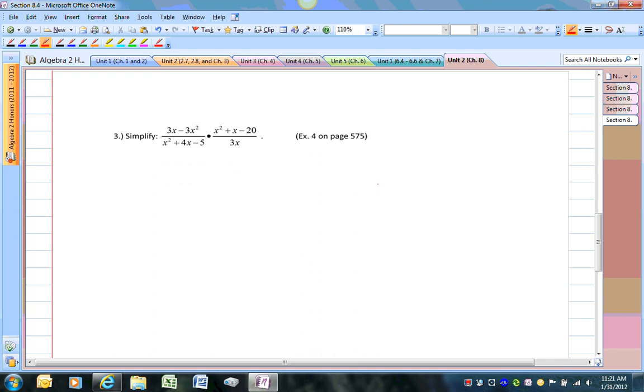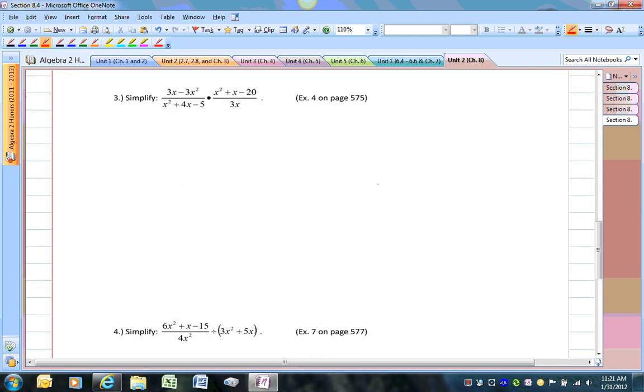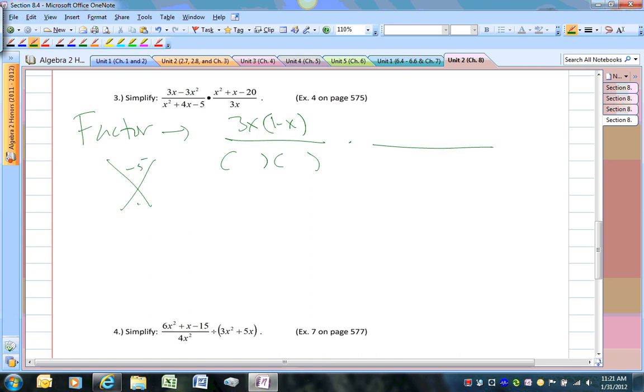Let's look at number 3. Okay, for number 3, again, we want to factor. You can factor out 3x from the numerator of the first fraction. So that's 1 minus x. Down below, you do a diamond if you like. So 5 and negative 1: x plus 5, x minus 1.